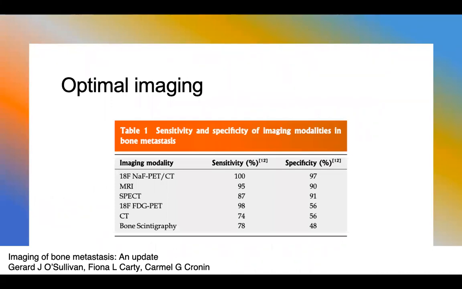So what's the optimal imaging? We know that MRI has higher sensitivity and specificity for tumor depiction than CT. And although PET scan has better sensitivity, it has really low specificity with many false positive scans. The best sensitivity and specificity is achieved with bone lesion specific PET scan with fluorine-18 labeled sodium fluoride.